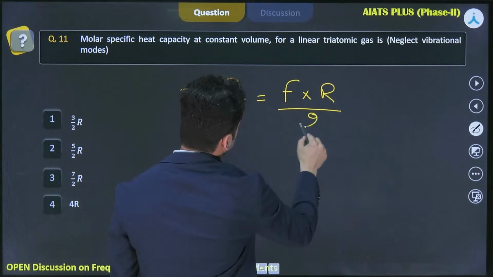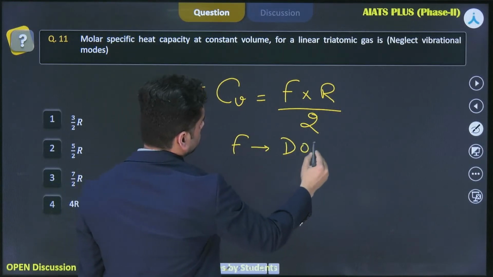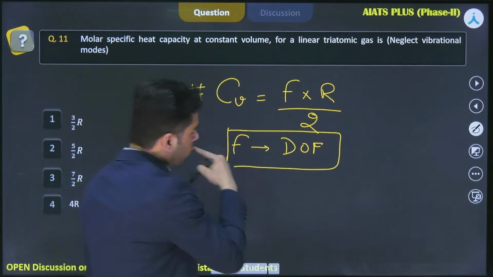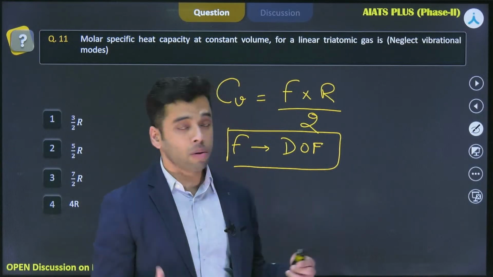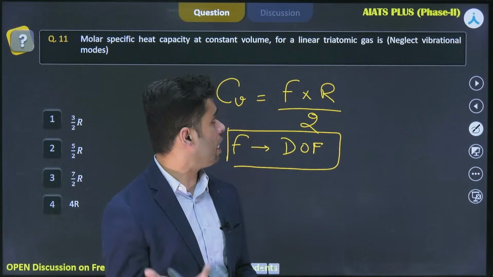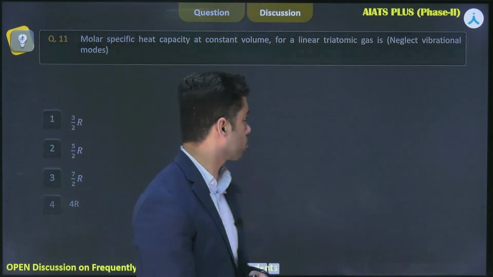What is F? F is your degree of freedom, DOF. R is the universal gas constant, which has been given to you. So basically this problem reduces to how to determine the degree of freedom for the linear triatomic gas, ignoring the vibrational degree of freedom, obviously.